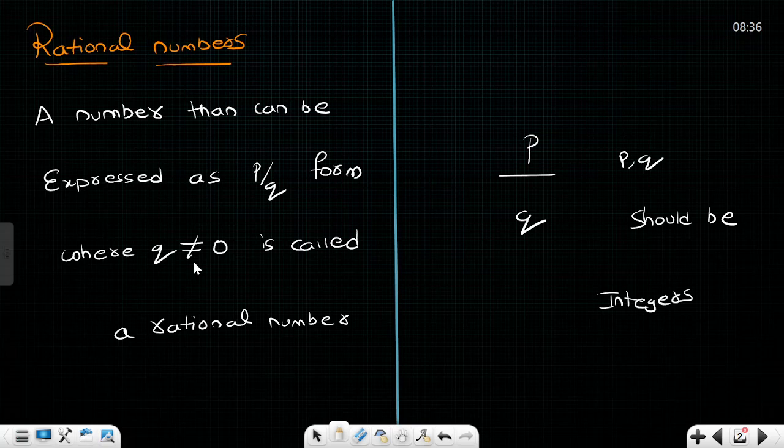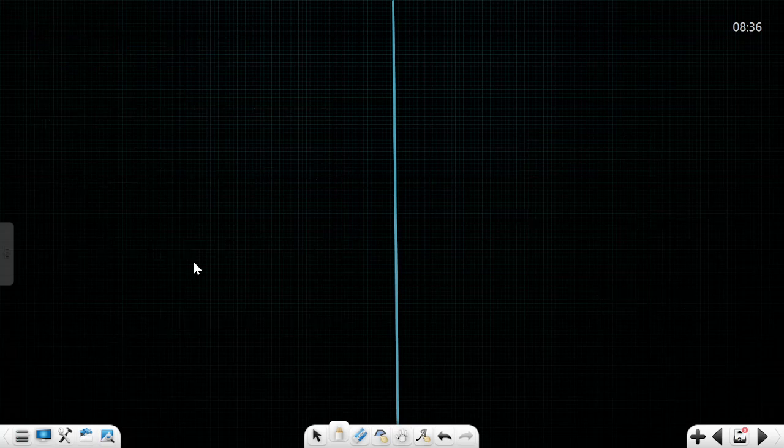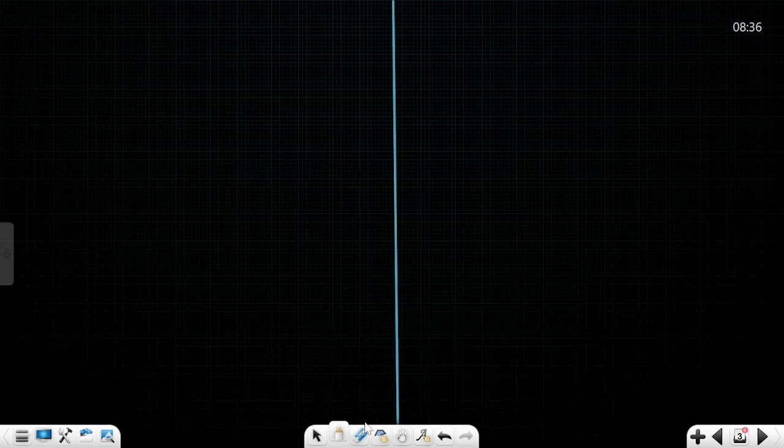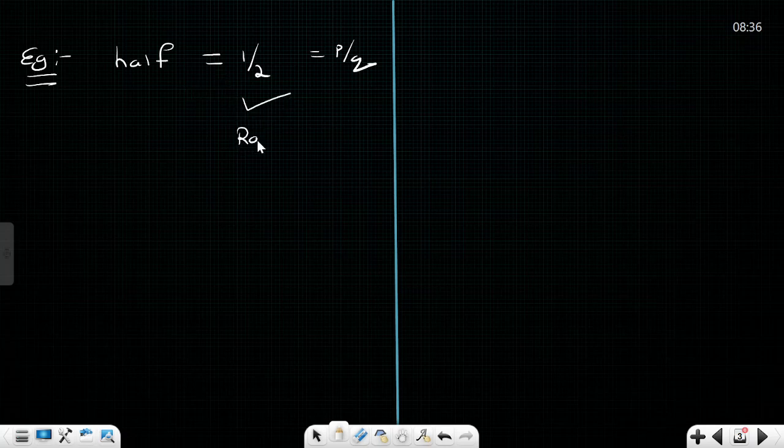Now let's see this. So what is the goal, Akshita? We should write that number in P by Q form. Let's take an example: half. I'm just talking in English. How do we write half in mathematics? 1 by 2. Is it in the format of P by Q? Yes, P and Q are integers, therefore this is a rational number.